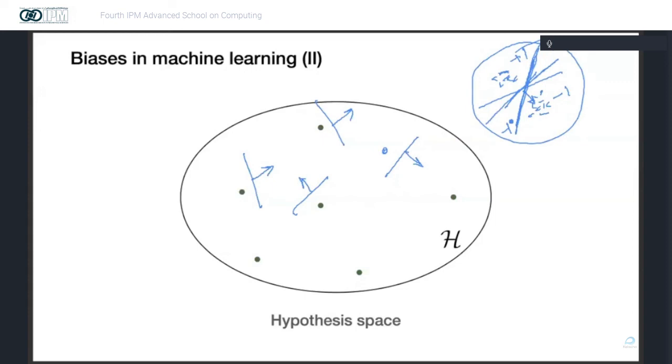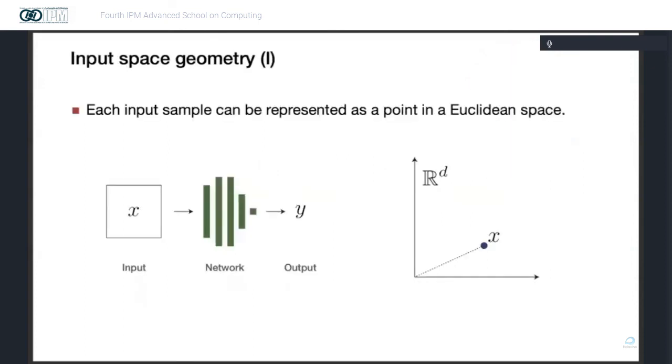So what are the sort of solutions? Because it seems that there are many different solutions for a given problem. So which one of these solutions is preferred by our networks and learning algorithms? And what are the properties that this preferred solution has, for example, in terms of robustness? That was about the inductive bias.